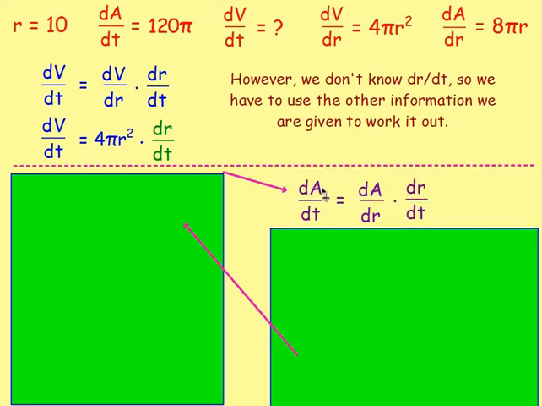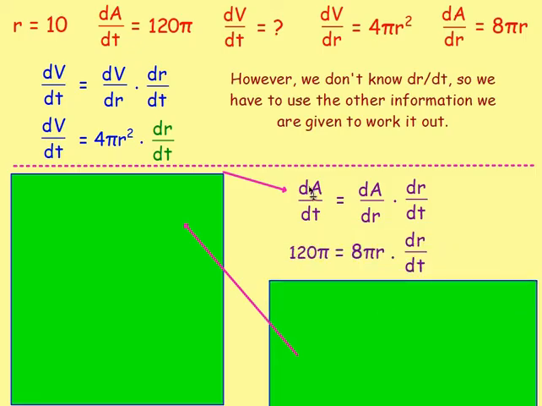So how about we write down a formula for dA by dt? What we can say with that is it's dA by d something times d something by dt. And because we've got this dA by dr, how about we use that? So we can say then it's dA by dr times dr by dt. And if you replace everything that you know here, dA by dt is 120 pi. Boom, just bang that in.